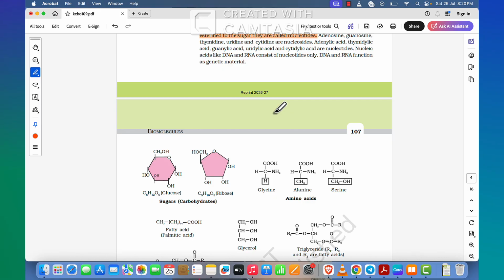Adenosine, guanosine, thymidine, uridine, and cytidine are nucleosides. Okay, so these are basically sugars attached: adenosine, guanosine, thymidine, uridine, and cytidine.